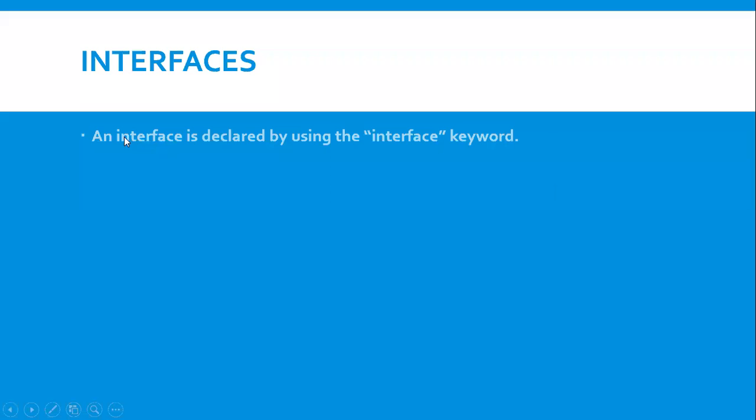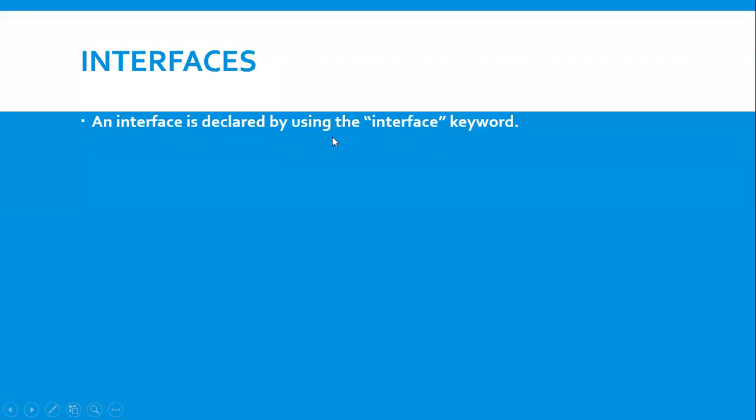As you already know, an interface can be declared with the keyword interface. Here we won't use the class keyword. Make a note here: if you want to create an interface, you have to use the interface keyword, not the class keyword. So in an interface, all the fields are public, static, and final by default.